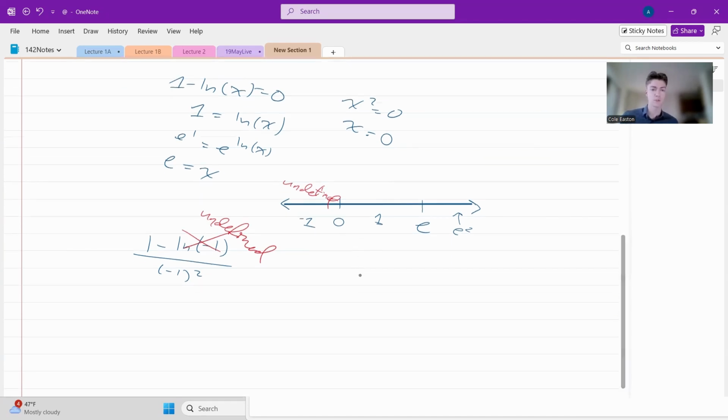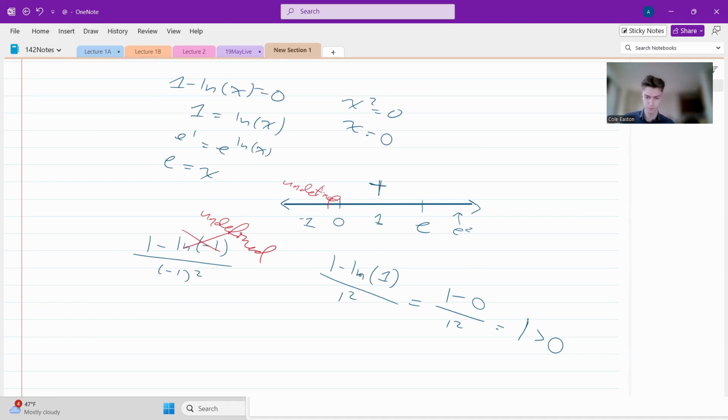Okay, so now let's try plugging in 1. So 1 minus ln of 1 over 1 squared. Okay, so 1 minus, what do I have to raise e to get 1? Well, e to the 0 is 1, so that's going to be 0 over 1 squared. So 1 minus 0 is 1 over 1 is 1. And the point is that 1 is bigger than 0. So this is a positive number. The derivative is positive, right? Which means that our function is increasing on this interval.